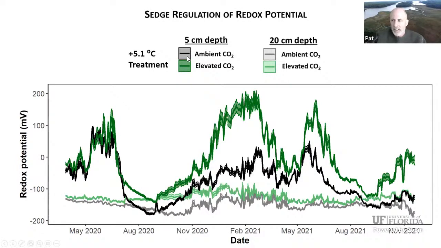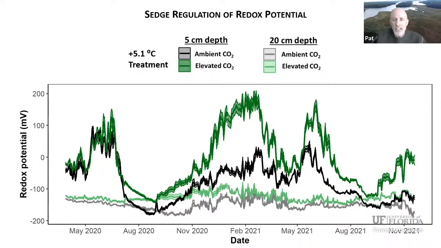So there's a couple of things to notice here. The first of all is a gut check. The redox potential at 5 centimeters in green and black is higher than at 20 centimeters in light green and gray. That is good, because if it wasn't like that, I wouldn't trust the data. The other thing to notice is that there's a lot of interannual variability here.